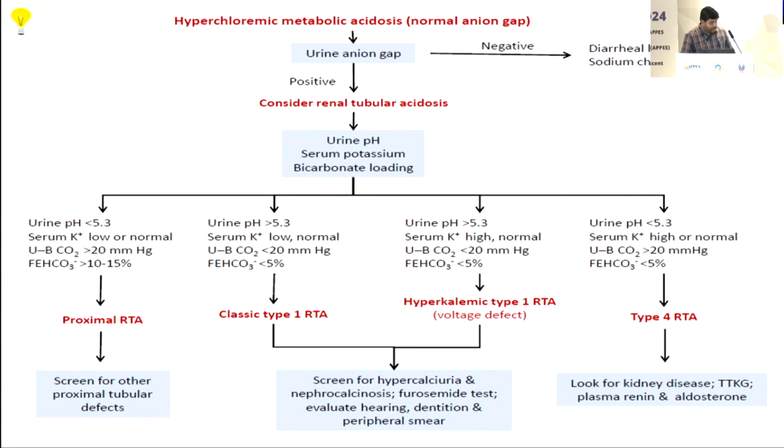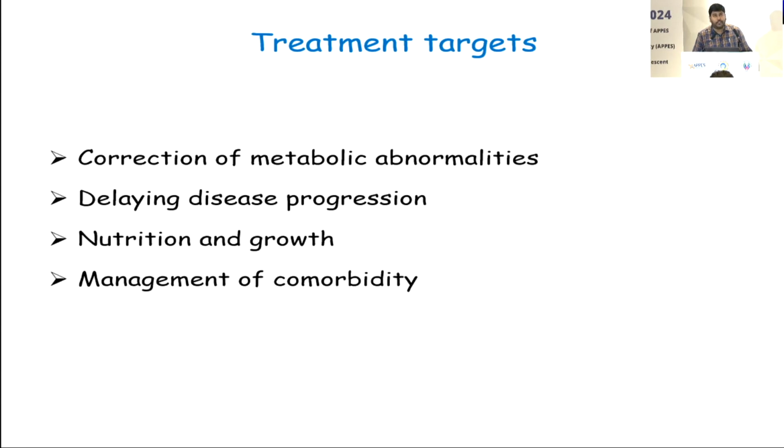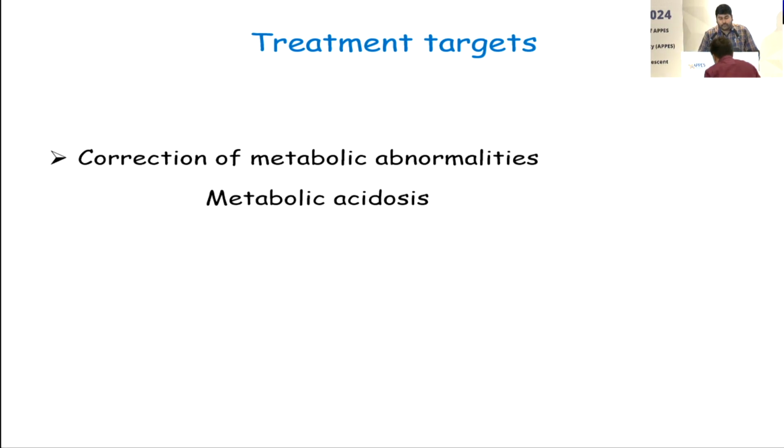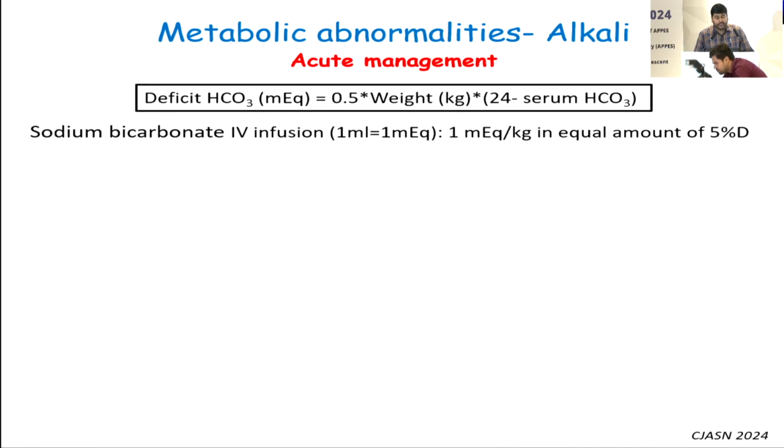Thank you, sir. In the next 10-15 minutes, we will be going through the management aspects of renal tubular acidosis. We will be covering the correction of metabolic abnormalities, delaying the disease progression, as we know that they are prone to develop chronic kidney disease, nutrition and growth aspects, which are part of pediatric management, and management of comorbidities like rickets. So the first metabolic abnormality we would deal with is the metabolic acidosis.